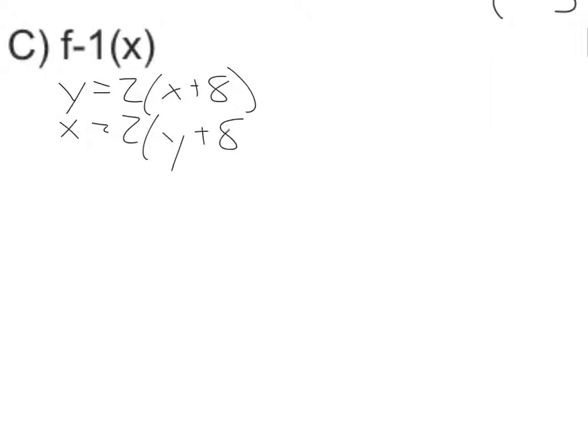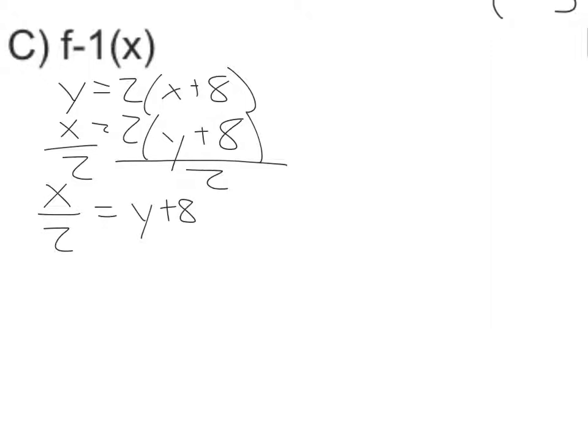In this question, it's asking us to actually find the inverse equation. So we do that by switching the x and y's in our original equation. So our original equation was y is equal to 2x plus 8. So then we switch the x and y, so we would have x is equal to 2y plus 8. And then to start isolating, we divide both sides by 2. So we would have x divided by 2 is equal to y plus 8. Then we have to move the 8 over to the other side to isolate for y. So we would have x divided by 2 minus 8 is equal to f negative 1 of x. And that's our inverse equation.